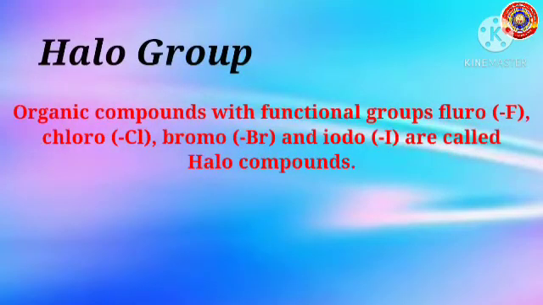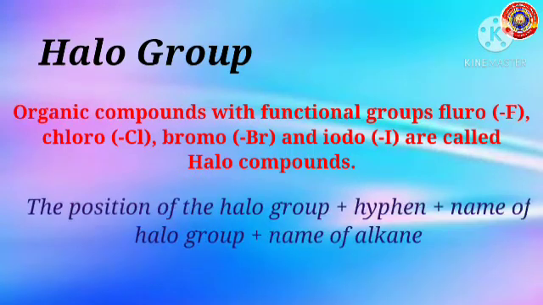Organic compounds with the functional groups fluoro, chloro, bromo and iodo are called halo compounds. The method of giving IUPAC names to these compounds is as per the rule: the position of the halo group plus hyphen plus name of the halo group plus name of alkane.